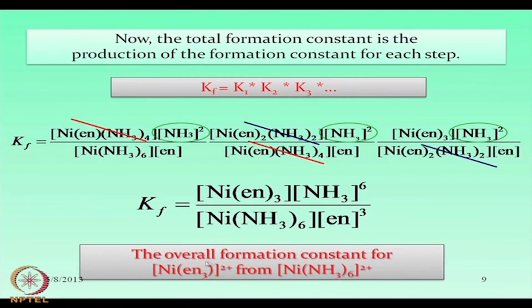So, the overall formation constant for Ni(en)3 2+ from Ni(NH3)6 2+ can be directly written like this, as a Kf value, once we write the direct reaction of Ni(NH3)6 2+ with ethylenediamine in the presence of ammonia and the formation of the corresponding Ni(en)3 molecule. So, what is the thermodynamic role in the formation of these species, that we will see from some thermodynamic comparison for the formation of these different steps.